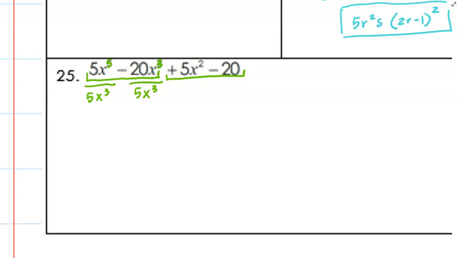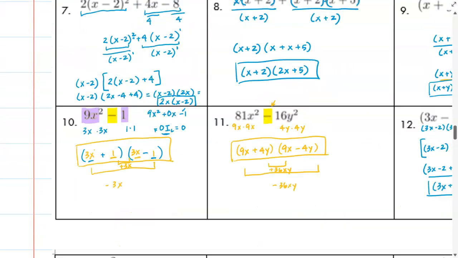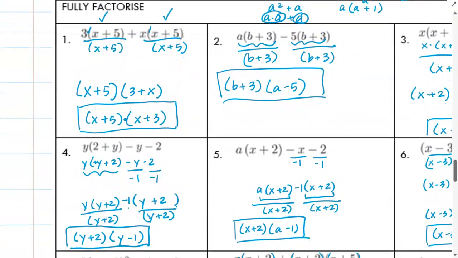And over here, I'm going to take a 5 and a 5. So for the first two terms, when I take out a 5x cubed, I end up with an x squared minus 4. And for the second term, if I take out a plus 5, I end up with an x squared minus 4. This is exactly what you saw on these beginning problems.